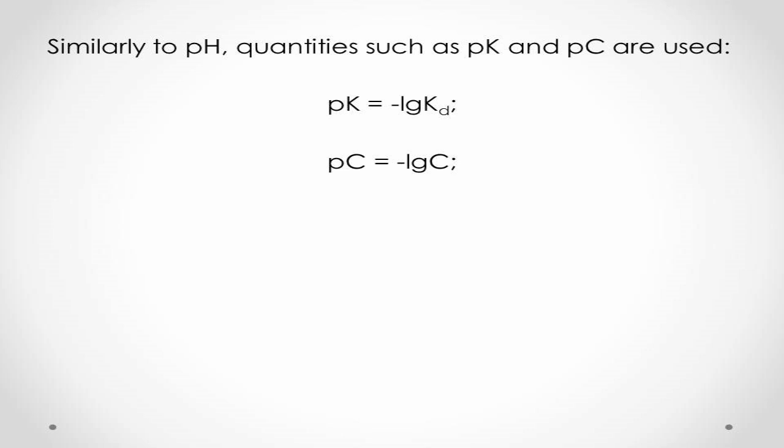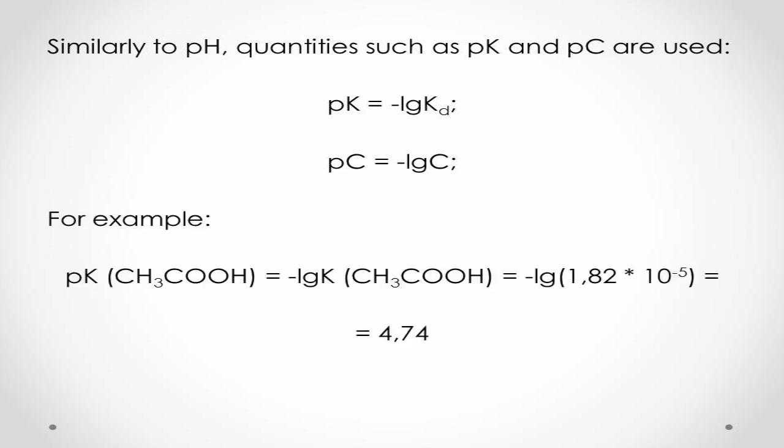That is, pK is the negative decimal logarithm of the dissociation constant, and pC is the negative decimal logarithm of the concentration. For example, we can calculate the pK of acetic acid, which is the negative decimal logarithm of its dissociation constant. This constant is equal to 1.82 times 10 to the minus fifth. The negative logarithm of this number is 4.74, which is the pK of acetic acid.